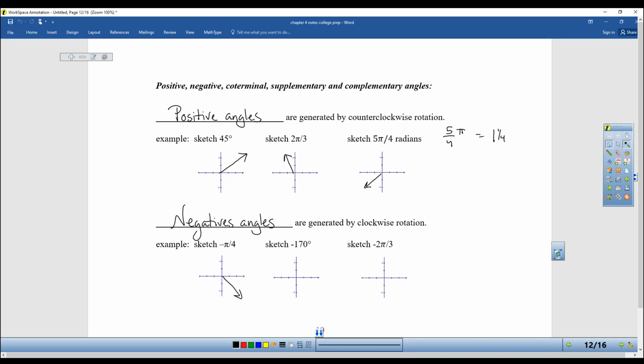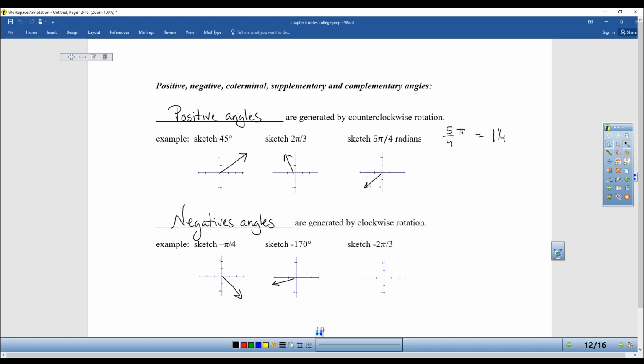That's negative pi fourths. Negative 170, so here's some degrees that you probably know. 180 would be all the way to the other line. So we're going to do almost all the way. So something like that would show me negative 170.